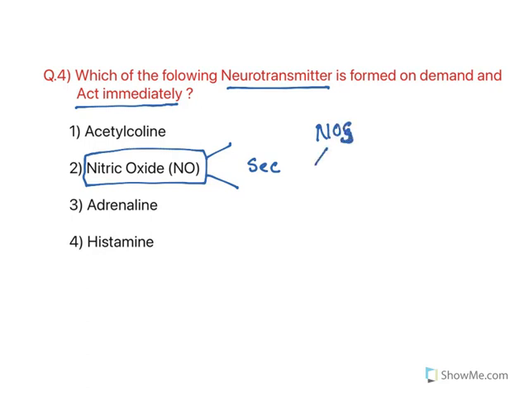The job is to synthesize nitric oxide from arginine. When arginine is converted to citrulline, it releases nitric oxide. It immediately passes to the surrounding tissue, acts there, and it is immediately metabolized. The half-life is only seconds. So the neurotransmitter that is formed on demand and acts immediately is nitric oxide.